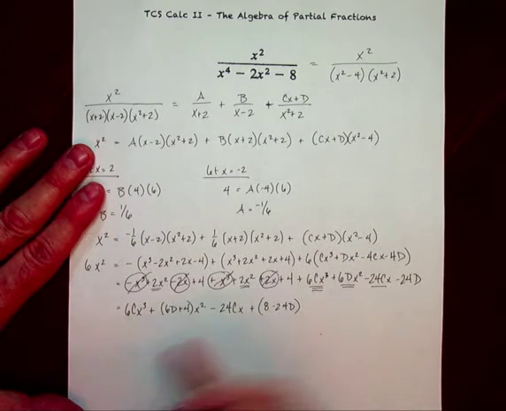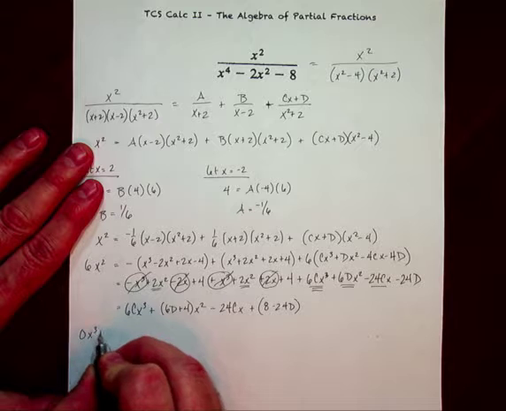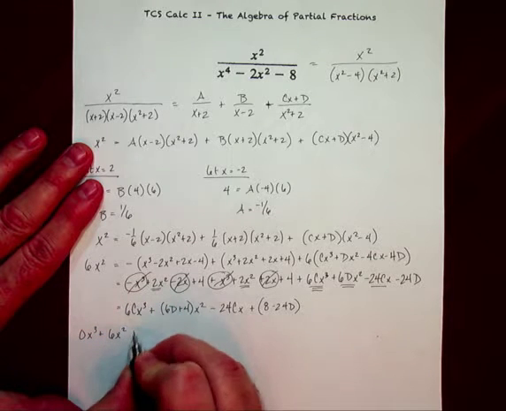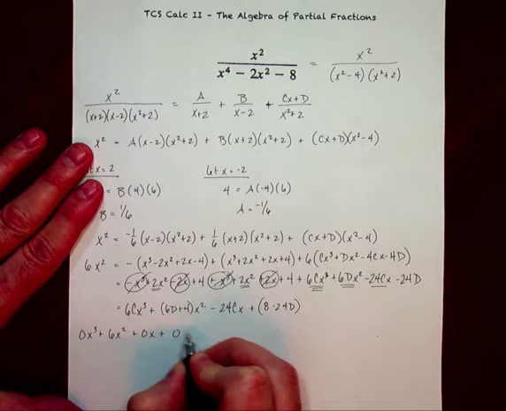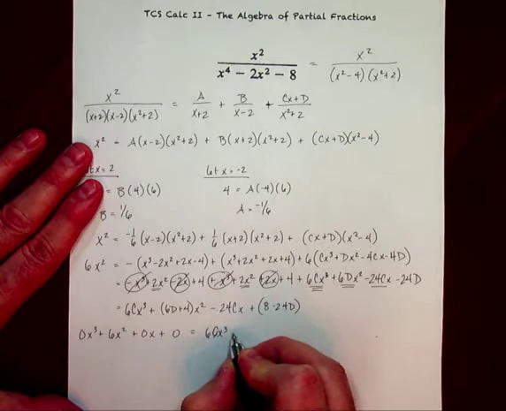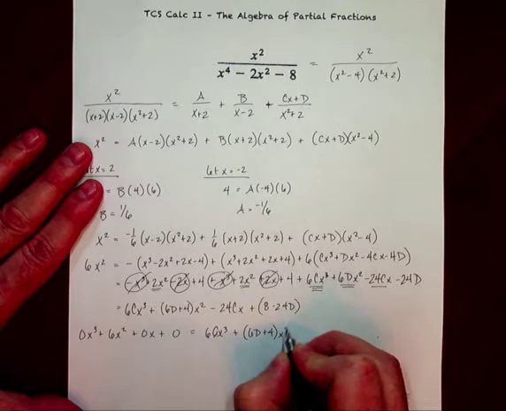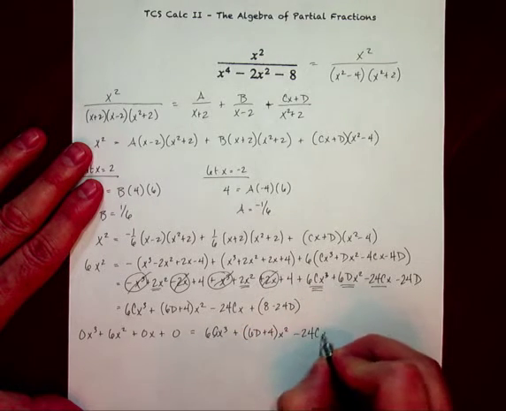Now, in order to compare the coefficients, I need to actually have all of those coefficients represented. And you'll see now that this winds up being kind of neat. 6d plus 4 minus 24cx plus.